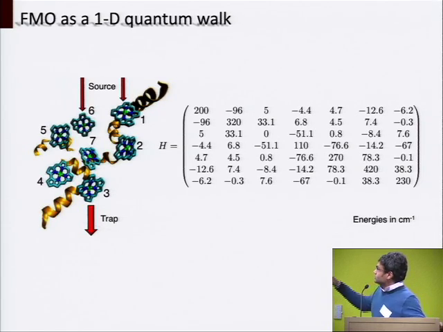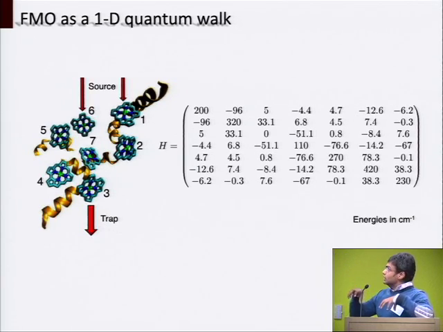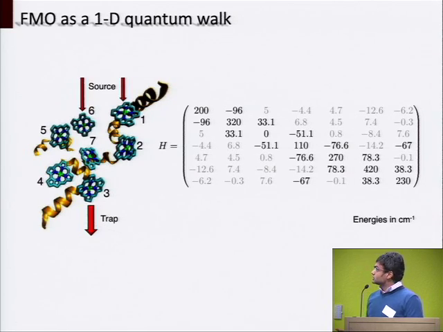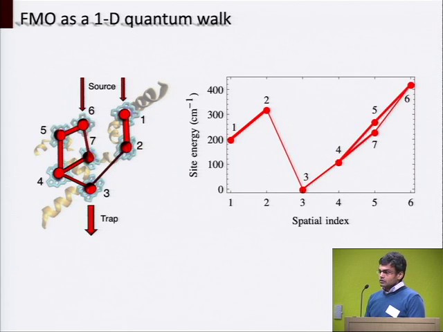If you look at the Hamiltonian, so what does this Hamiltonian mean? The diagonal elements of the Hamiltonian are the energies of each chromophore, and the off-diagonal elements are how strongly they're coupled. Okay, so this element here will tell you how strongly chromophore 1 is coupled to chromophore 2. Okay, now if you just get rid of the smallest elements and you just look at the largest elements here, what you notice is that it looks very much like a 1D quantum walk.